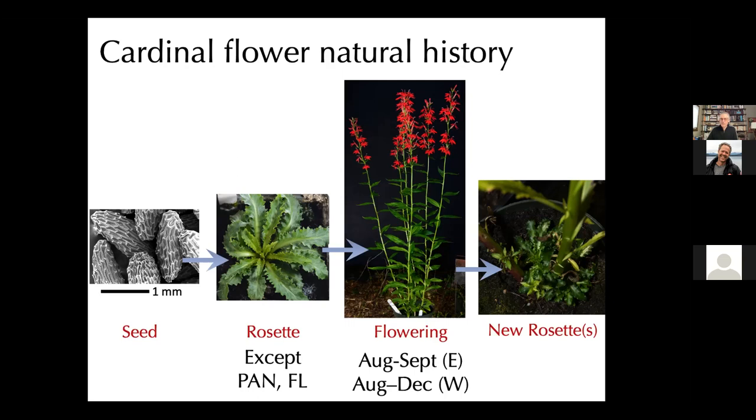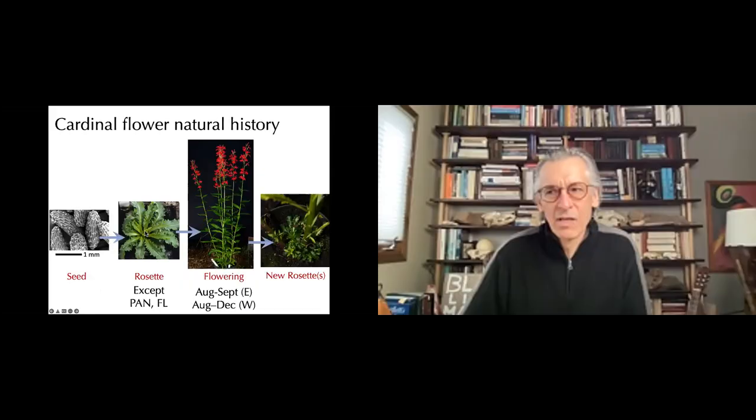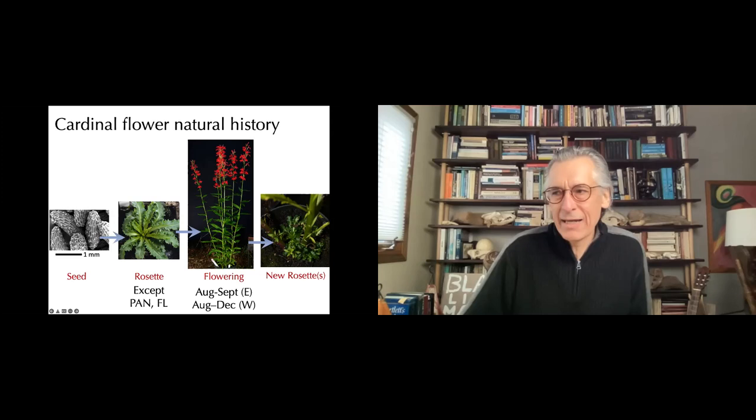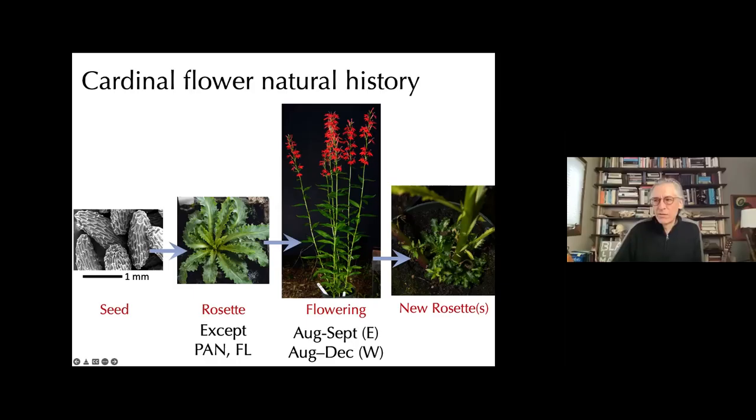Seeds develop into a rosette. Here's a rosette. And the rosette then will send up flowering stalks and it will flower. In the East, this happens usually in the second year. And in the West, it happens in the first year. And usually there's a single stalk sent up in the first year. After the stalks have flowered, fruiting has occurred, the stalks die back, and the plant overwinters as a rosette in places where there is winter.